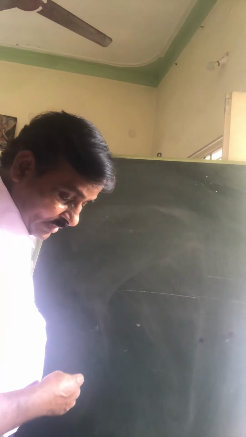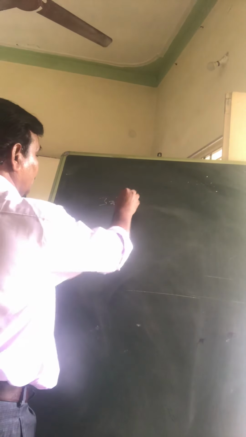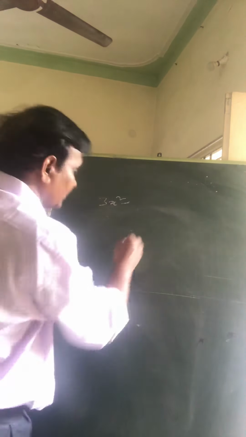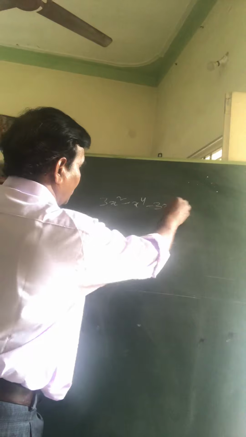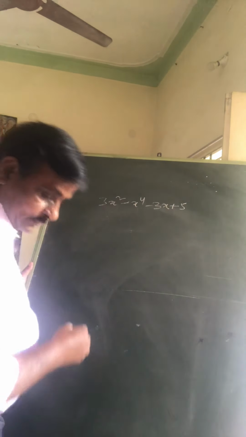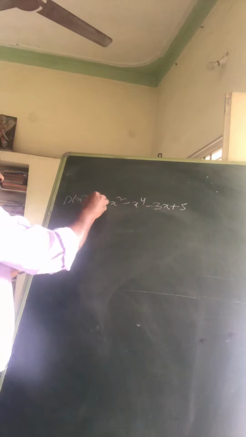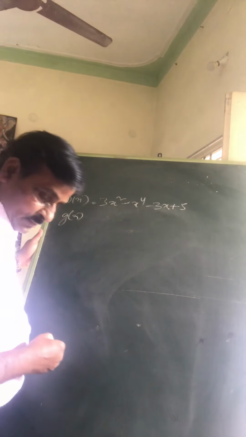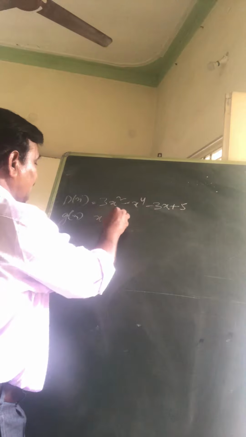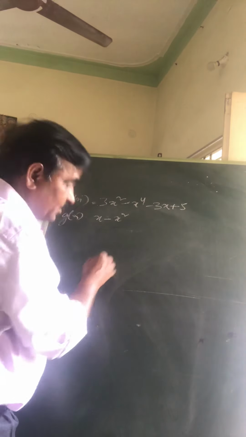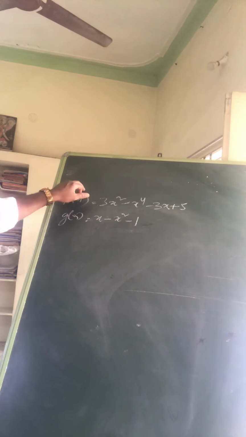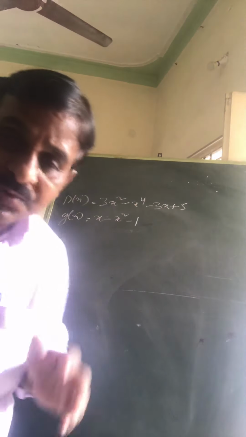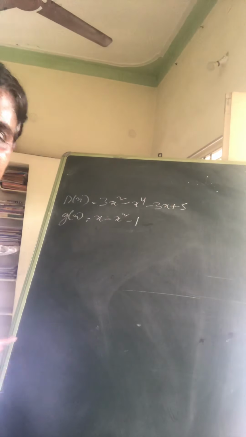For example, you can see here 3x cube minus x to the power of 4 minus 3x plus 5. This is p of x. And one more, g of x, that is x minus x square minus 1. It is asking us to find out whether g of x is a factor of the polynomial p of x or not. To find this out, we have to divide.